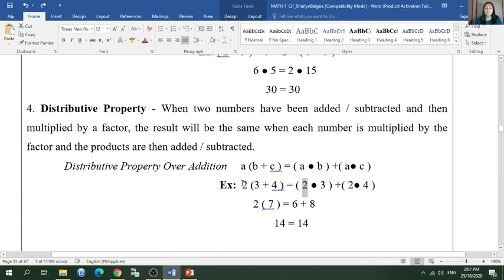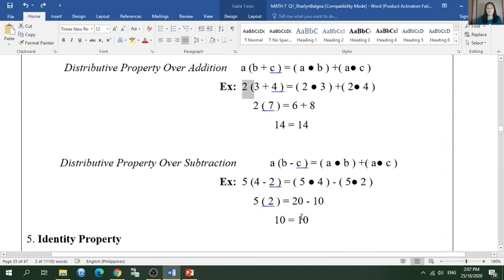It should be, you must be organized. It must be organized, okay? So, 2 times 3, and then we have 2 times 4. In here, 3 plus 4 is 7, times 2 is 14. Dito naman, 2 times 3 is 6, 2 times 4 is 8, so we have 6 plus 8 is 14, is equal to 14. Okay, we have also distributive property over subtraction.